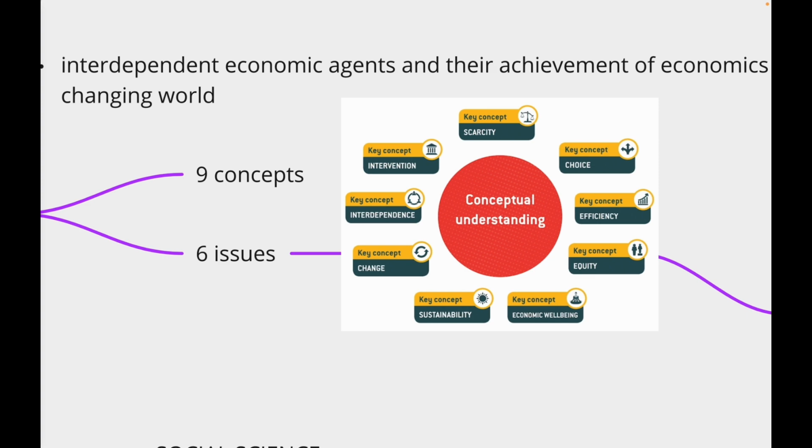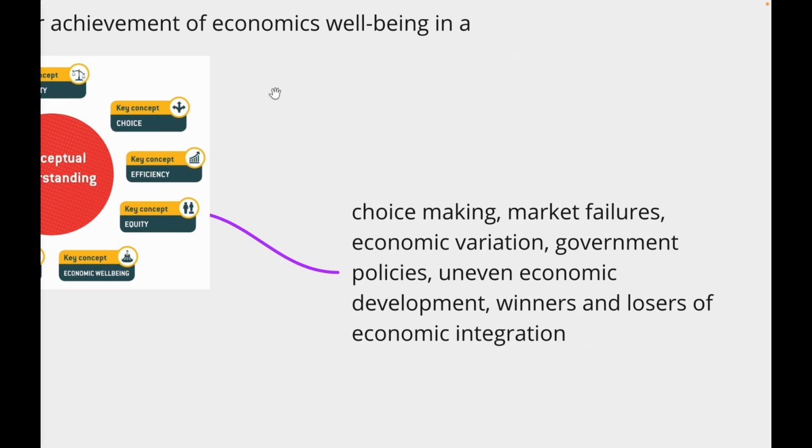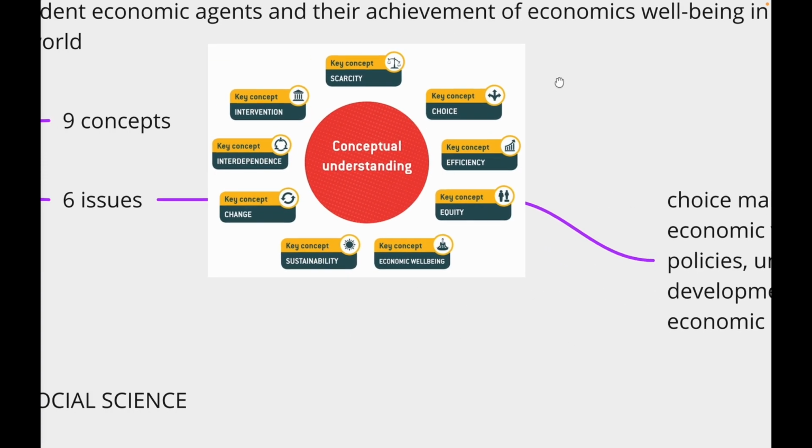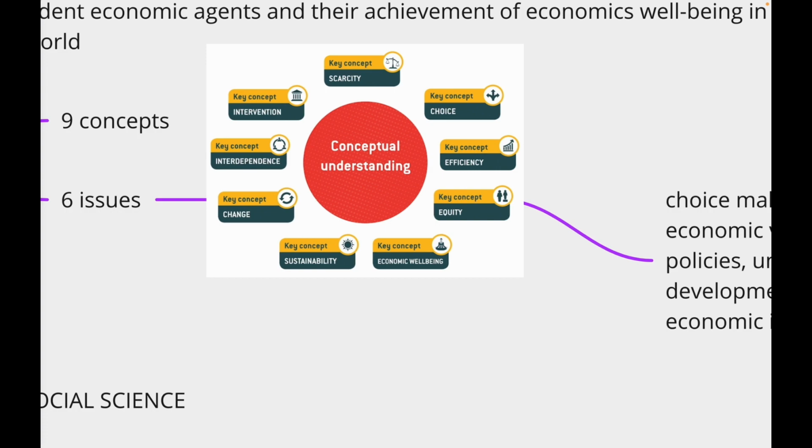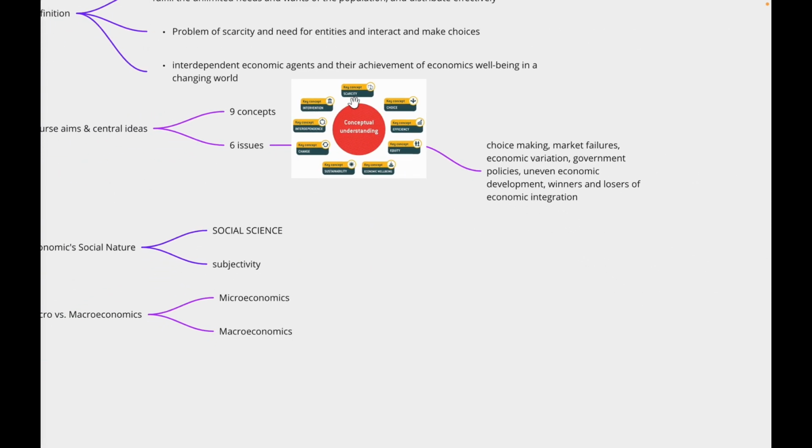As you have noticed, these 9 concepts are embedded into the definition, and some of them that are not are actually included within the 6 issues that are explored. The 6 issues thus include choice making, market failures, economic variation, government policies, uneven economic development, as well as winners and losers of economic integration. So, with the 9 concepts and 6 main issues in mind, we'll take a deeper look at what economics really is.